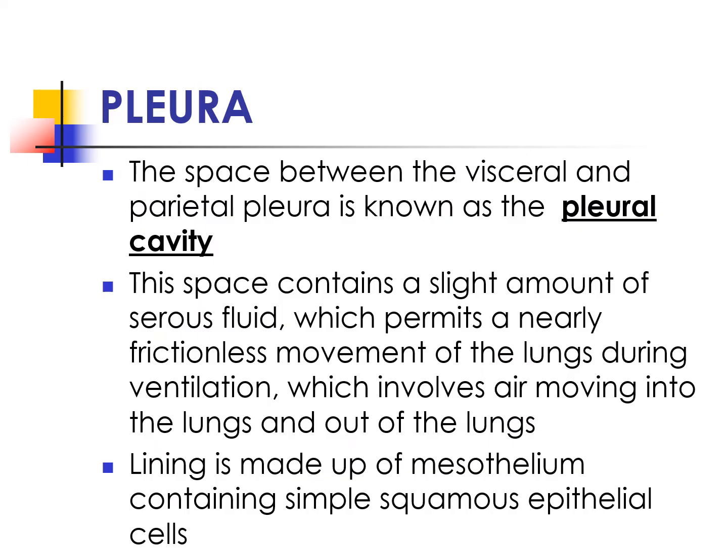The space between the visceral and the parietal pleura is known as the pleural cavity. This space contains a slight amount of serous fluid which permits a nearly frictionless movement of the lungs during ventilation. As they say, when you reach third year, you will also study other types of body fluids, not just urine. There are pericardial, peritoneal, synovial. One of those is the serous fluid.